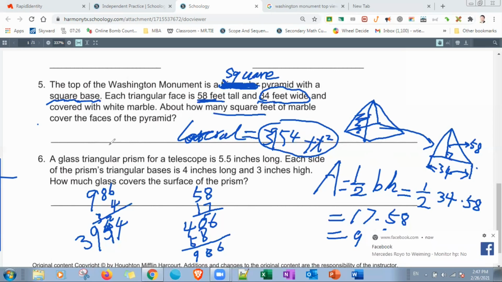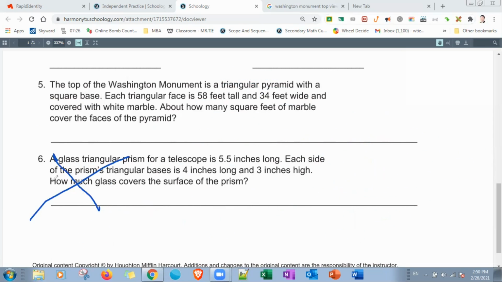3, 2, 1. Here we go. Cross out number 6. We don't do number 6. There's something in the middle. Use the Pythagorean Theorem again. It's very complicated.